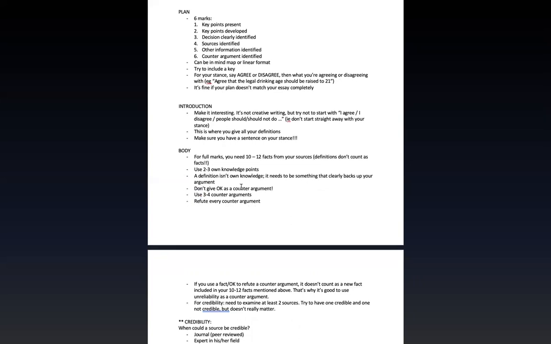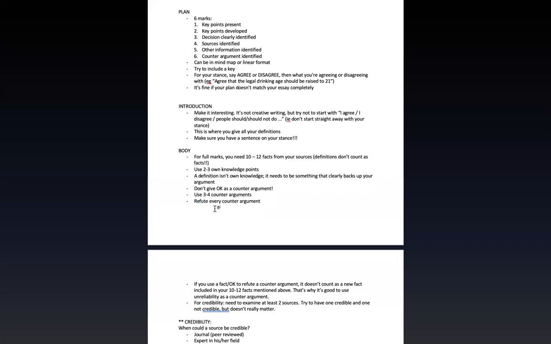Refute every counter-argument. If you're arguing we should go vegetarian, then you say some people argue that not eating meat means that we don't have enough protein to build our muscles, for example. That's your counter-argument. You then need to refute it. You need to say, but these people are wrong because we get enough protein from vegetables such as spinach, etc.